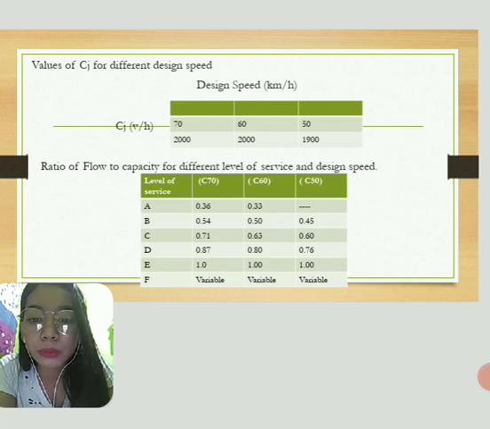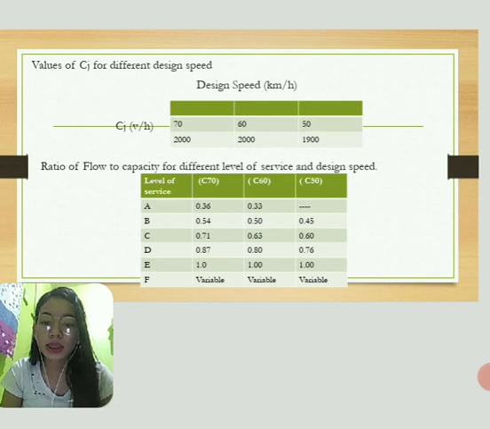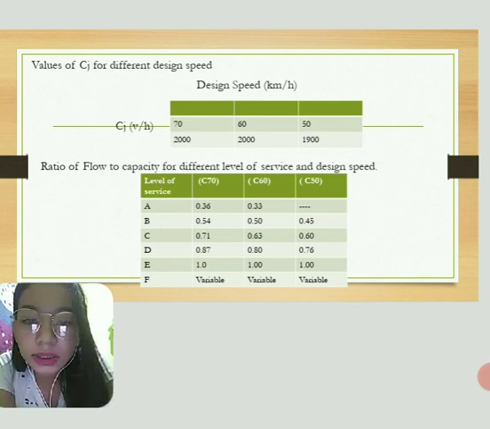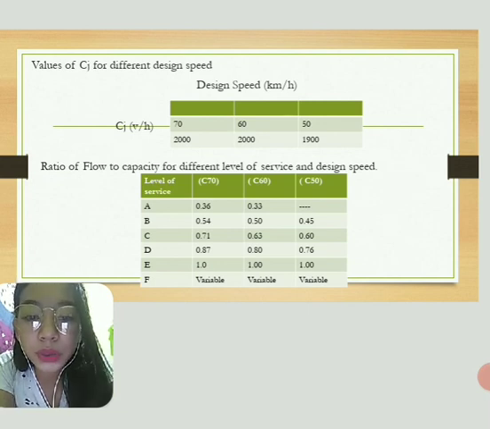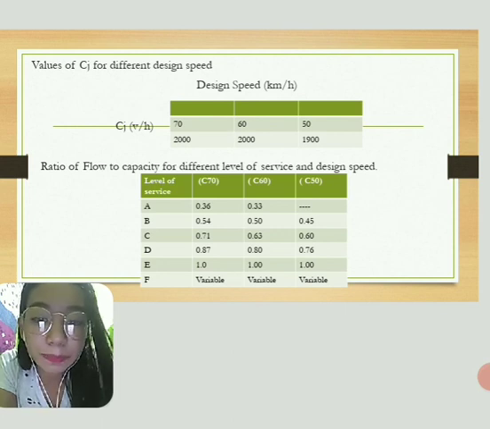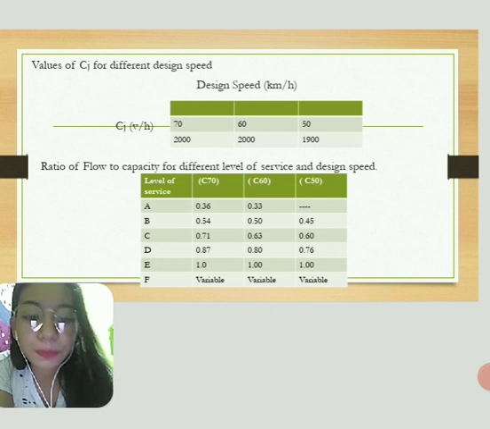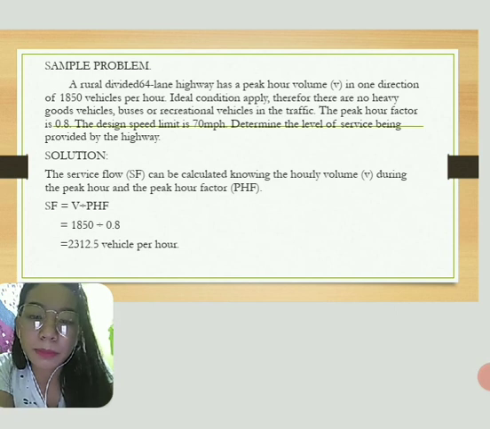In table number 2, the ratio of flow to capacity for different levels of service is given by design speed. We read the service levels A, B, C, D, E, F. The second to fourth columns are the equivalents, so depending on the result of your solution, you can see where it belongs. It is either service A, B, C, D, E, or F. So let's proceed to solving a sample problem.